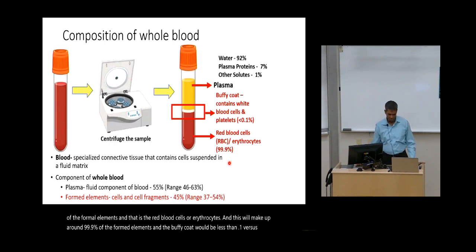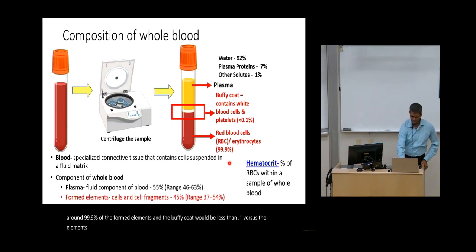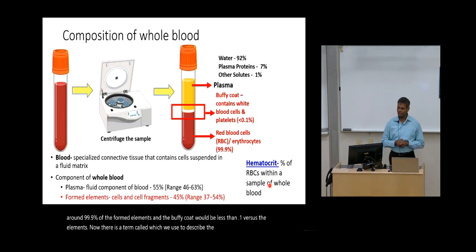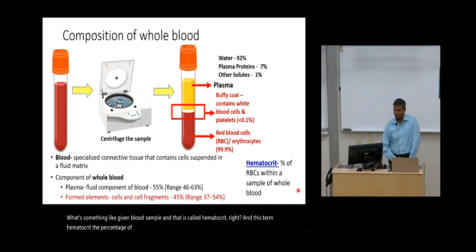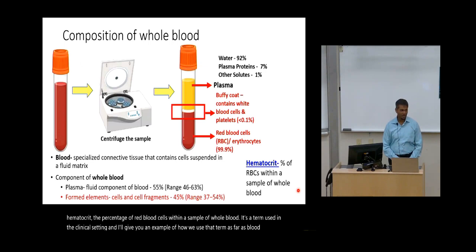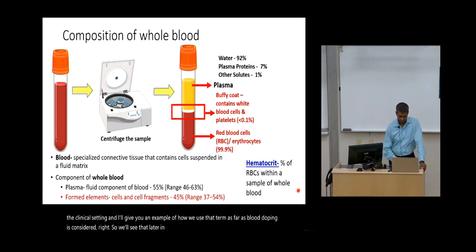of the formed elements. Now there is a term we use to describe the percentage of red blood cells in a given blood sample, and that is called hematocrit, right? This term hematocrit, the percentage of red blood cells within a sample of whole blood, is a term used in the clinical setting, and I'll give you an example of how we use that term as far as blood doping is considered, right? So we'll see that later in today's lecture.